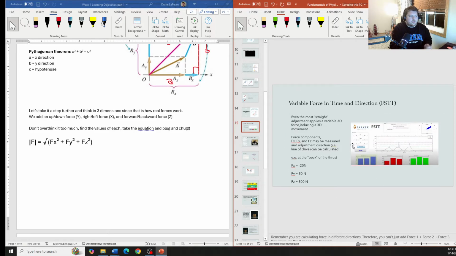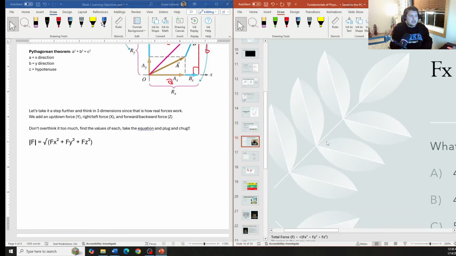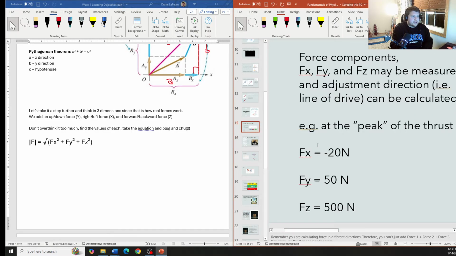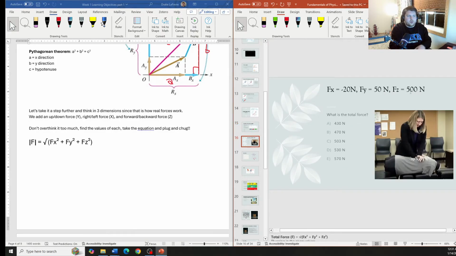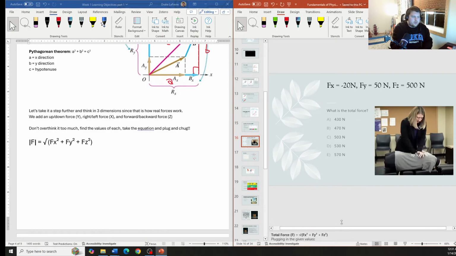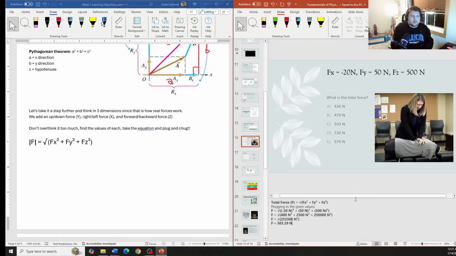So right here, for this one, we have -20 is our x direction. Plug that in. 50 in our y, 500 in our z. We plug all of those values in, square them. We take the square root. We say, oh, what's our number? We do all of the math, we end up with 503.29 newtons. So 503 is that total force that we are delivering.